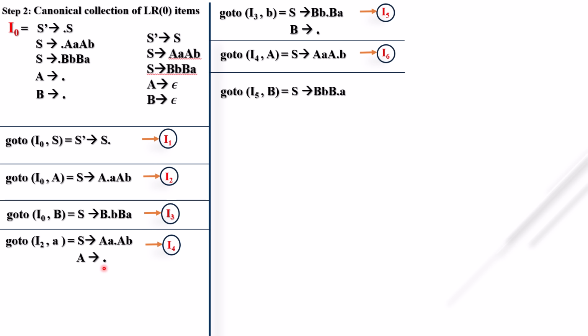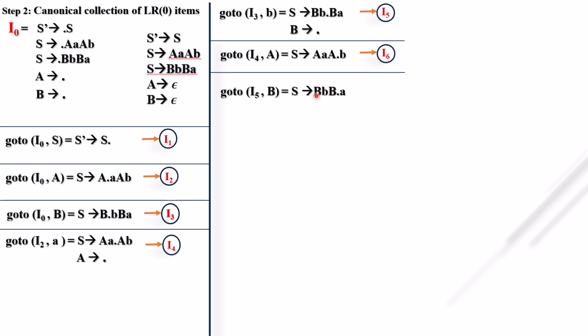सो यू कैन से I4 इज कंप्लीटेड. यहाँ पे डॉट ऑलरेडी लास्ट में पहुंच चुका है तो हमें इस प्रोडक्शन का गो टू फंक्शन अप्लाई करने की जरूरत नहीं है. Now check into the I5. Yes, the dot is still there, it will not reach the end of the production. So what we do, we apply go to function of I5 capital B. So go to I5 capital B.